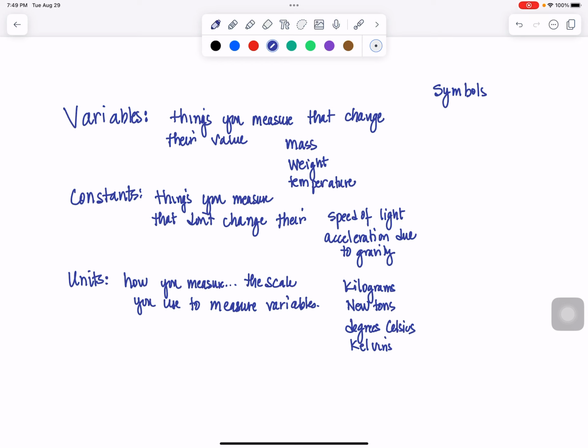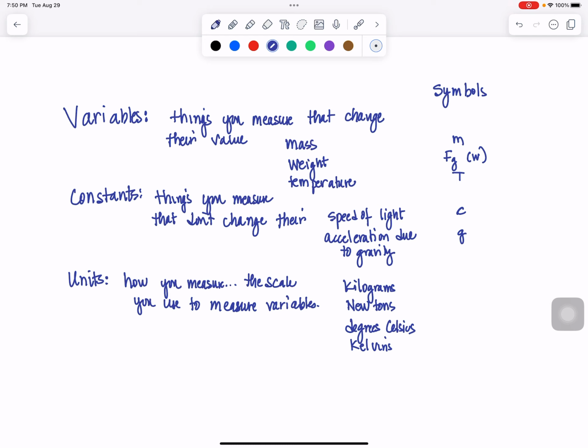So for example, you probably know that the symbol for mass is m. The symbol for weight is actually F_G, but you could also do a capital W. And the symbol for temperature is a capital T, and capitalization matters. So for mass, it is definitely lowercase m. Constants also have symbols. So the speed of light has the symbol lowercase c, and the acceleration due to gravity is lowercase g. And units also have symbols.